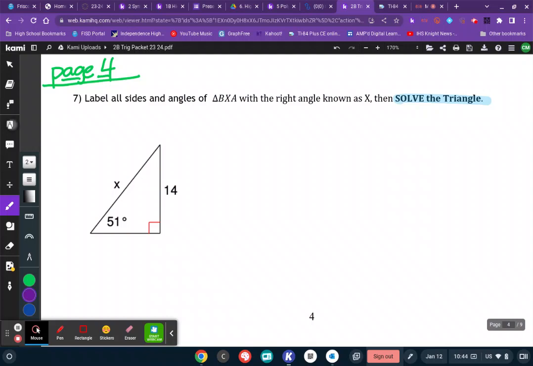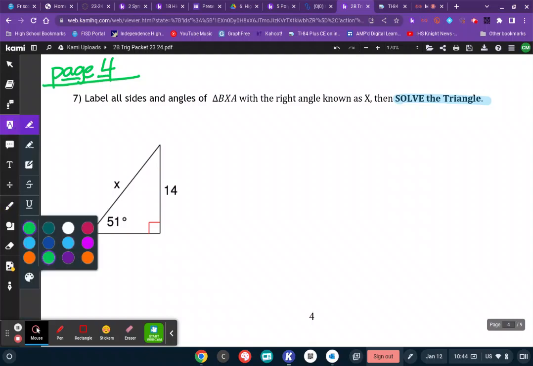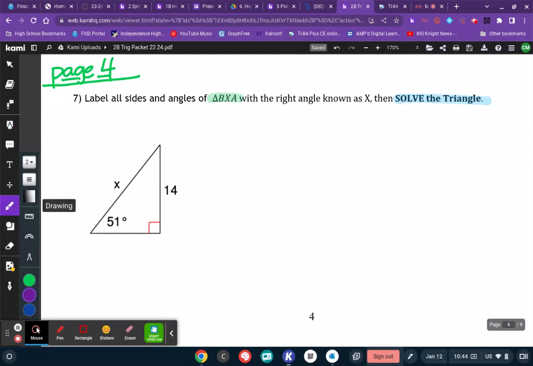First, we'll start by labeling our triangle. This one, they've told us, is called triangle BXA. So X is my right angle, and then I'm going to go ahead and label B and A. So then that would indicate the sides opposite each angle. We use the lowercase letter to describe the sides corresponding with the angle that's across from it.